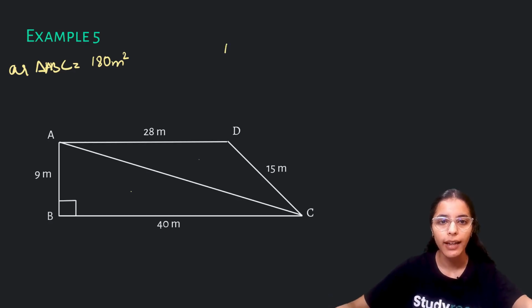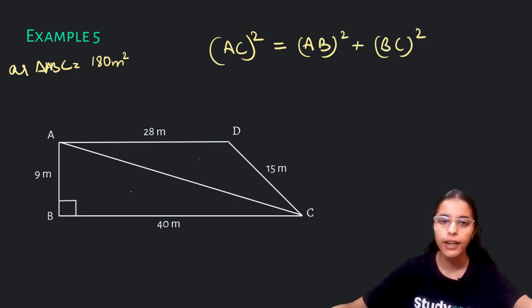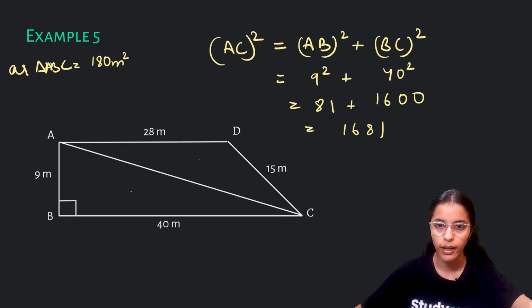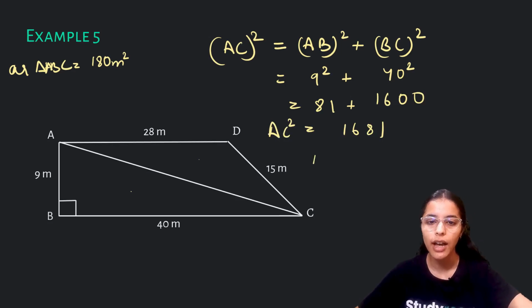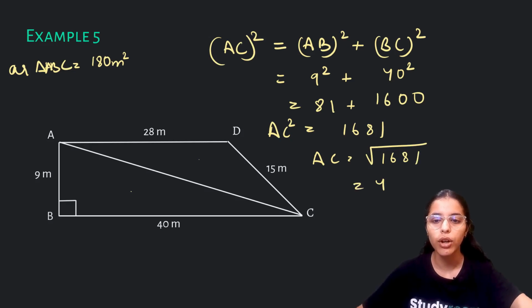So to apply Pythagoras theorem, we know AC square will be equal to AB square plus BC square, right? So our AC square is what we have to find out. AB is given as 9. So 9 square plus BC is given as 40 square. So we'll just write 81 plus 1600, which will come out to be 1681. This is our AC square. Now let us take the square root. 1681, the square root of this number is 41. So AC is coming out to be 41.